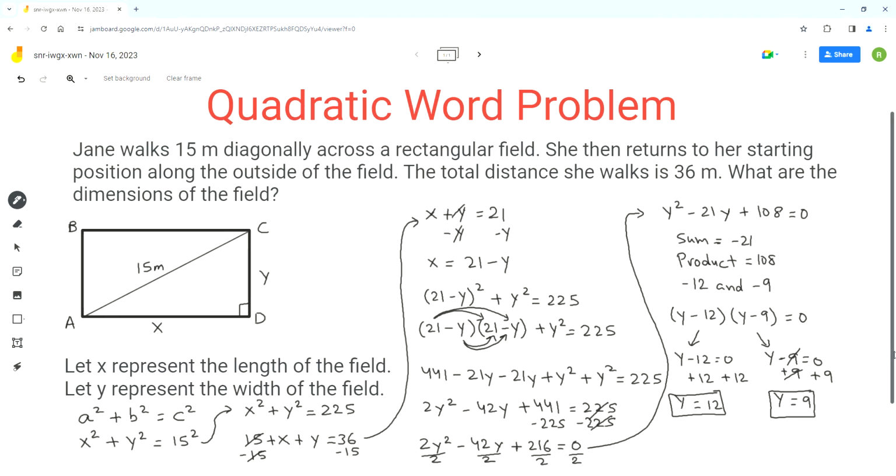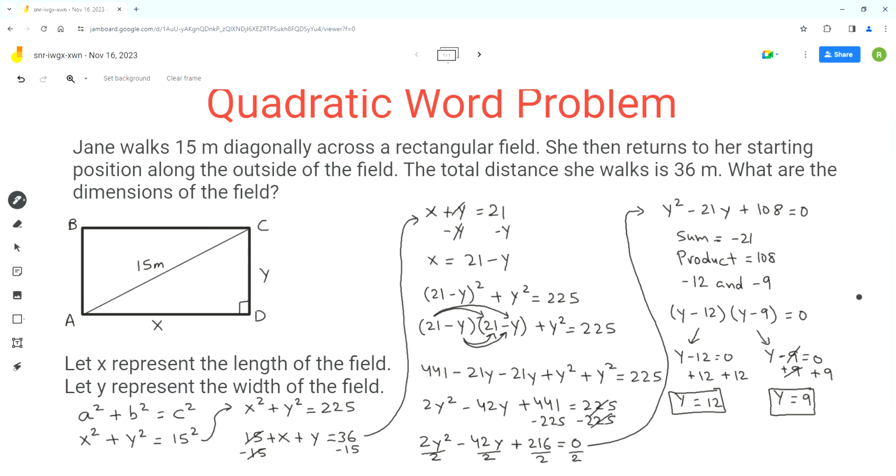Now the next step is to find the length. So we have to find the x value for both of these y values. We isolated x as 21 minus y, so we can use that equation. So x equals 21 minus 12, which is equal to 9. And then for the other one, x equals 21 minus 9, which is equal to 12. So in both cases, we got the same pair, 9 and 12. So that means the possible dimensions of this field are 9 meters by 12 meters.